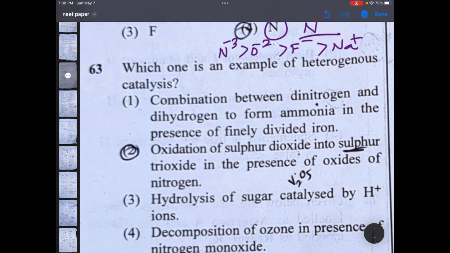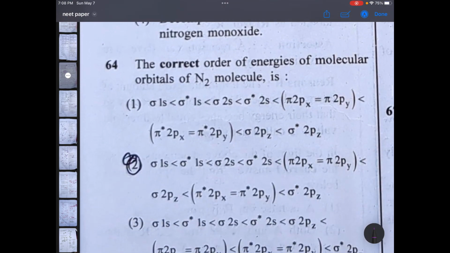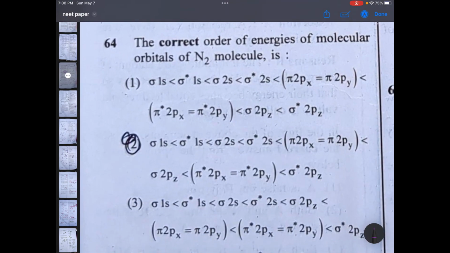Which one is the example of heterogeneous catalysis? Combination of nitrogen with hydrogen, N2 plus 3H2, both are gases, in presence of iron. Iron is solid, so heterogeneous. This is right. The correct order of energies of molecular orbitals of nitrogen molecule, this is the right one: sigma 1s, then sigma star 1s, sigma 2s, sigma star 2s, then pi, both are equal, then sigma, pi star, sigma star. Basic question.